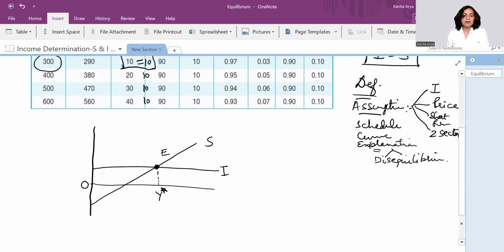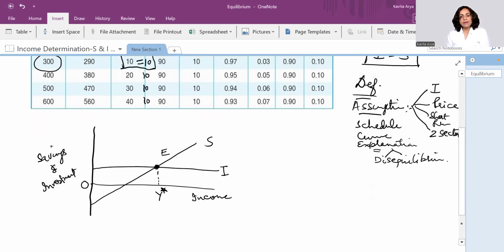And we are done. Label properly, you would write savings and investments. And here it is, income. So savings and investments, income, and you are done.